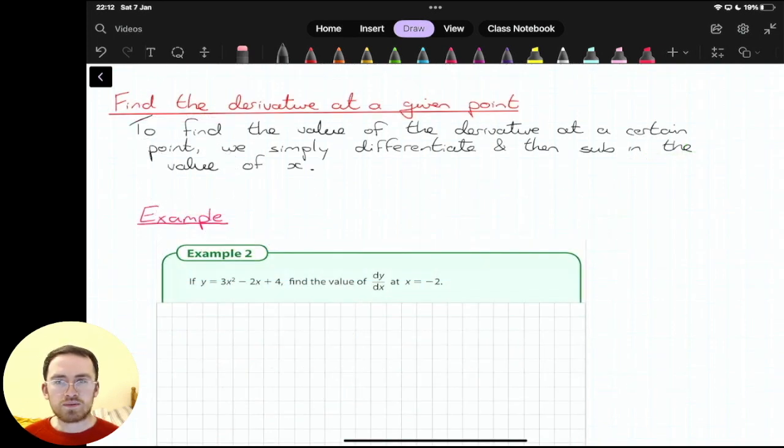So the last part we need to look at is how to find the derivative at a particular point. So to find the value at a certain point, we're going to differentiate, and then we're going to sub in that value of x. Okay, this comes back to what we were looking at when we were talking about the curve, and I'd said that calculus was going to let us find a general expression for the slope, and we could use that to find the slope at particular points along our curve.